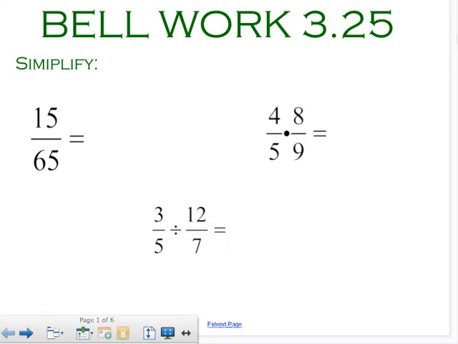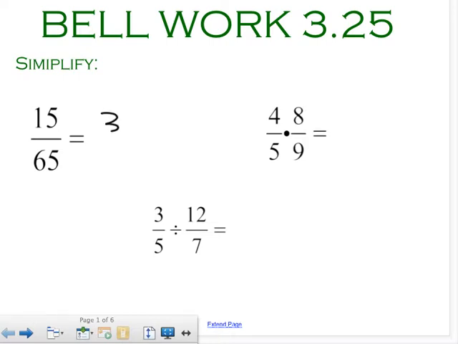After you've done the bell work, you can check your answers. We're going to be multiplying and dividing rational expressions today. We're going to do 3 different examples that are like each one of these from the bell work. So pause the video, and then when you're ready, you can check your answers.